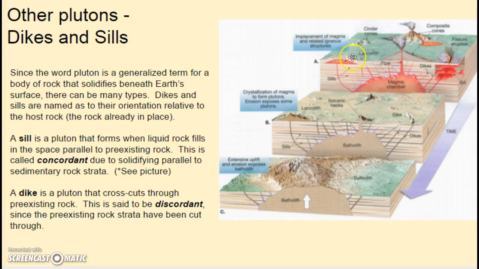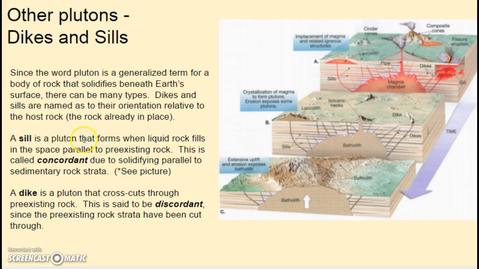And so if I look back at this network of igneous rock that once existed, over time it cools and crystallizes and solidifies, and then it uplifts up to the Earth's surface. That's just natural buoyancy. As we erode the surface, the material below is exposed. So pluton is a generalized term for rock solidifying beneath the Earth's surface, and dikes and sills are named based on their orientation relative to the host rock.